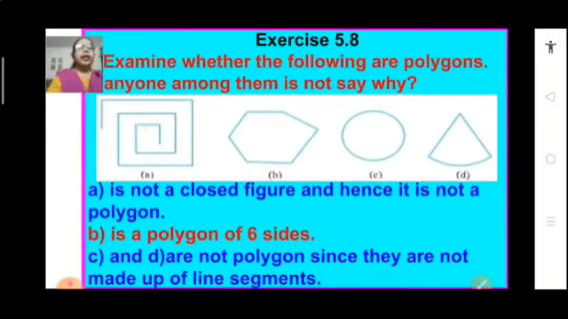Now, exercise 5.8 based on the polygons. Examine whether the following are polygons. Anyone among them is not, say why. Okay, so we have to look at the figures and tell whether they are polygons or not, and if anyone is not, then we have to tell the reason.